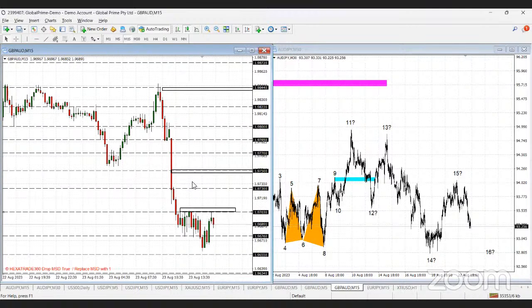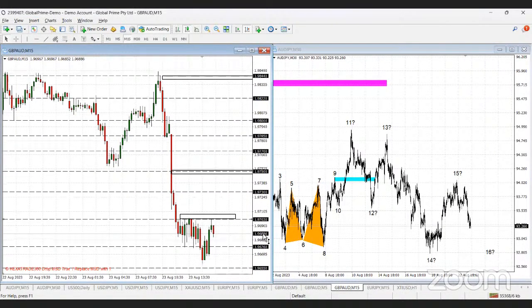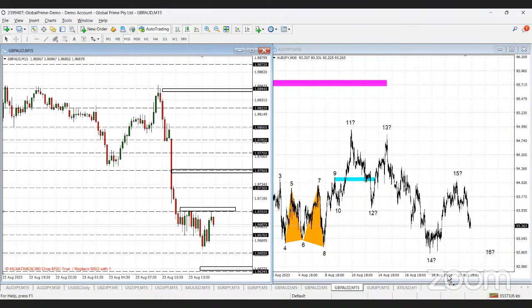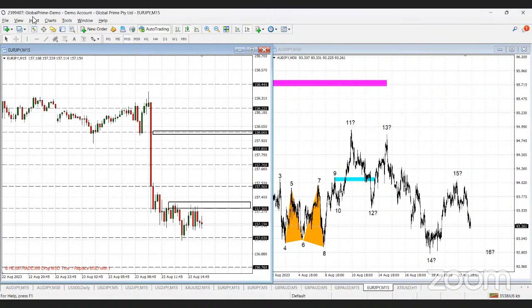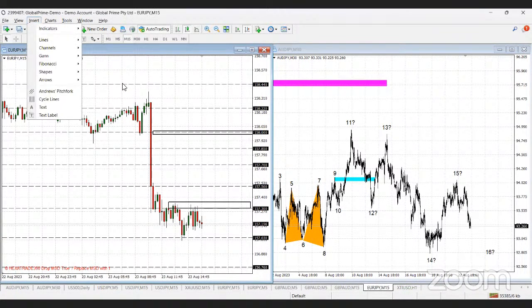So if this level fails, we could see a spike down possibly to here. Euro yen as well. We don't know what's coming into the news.